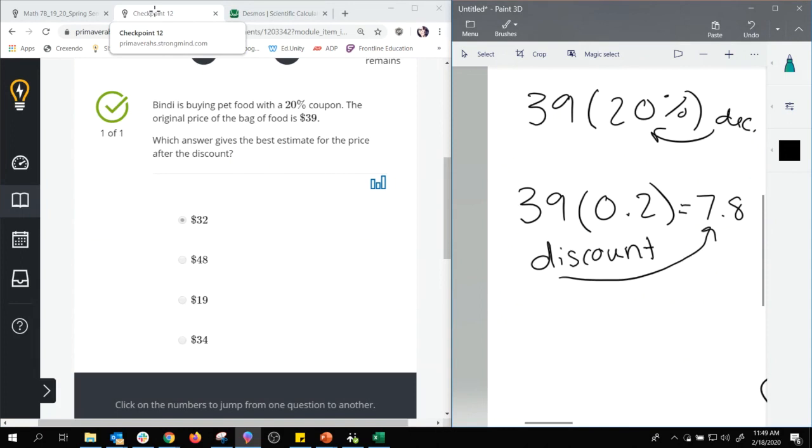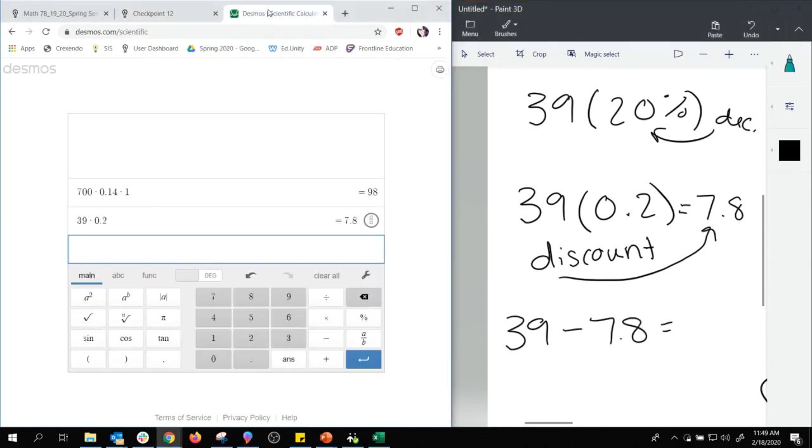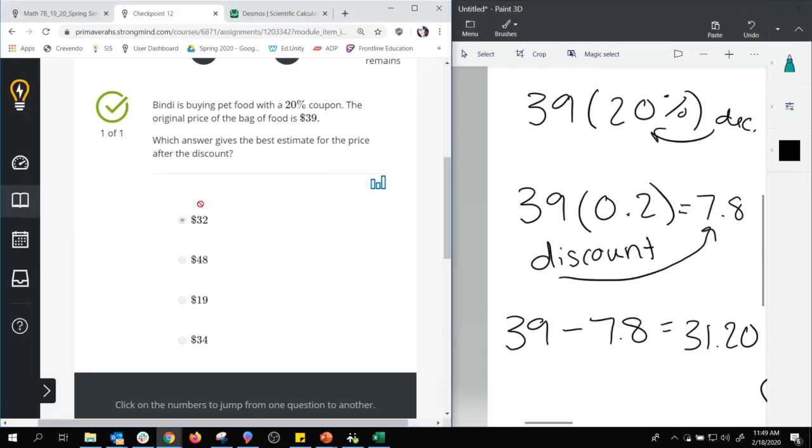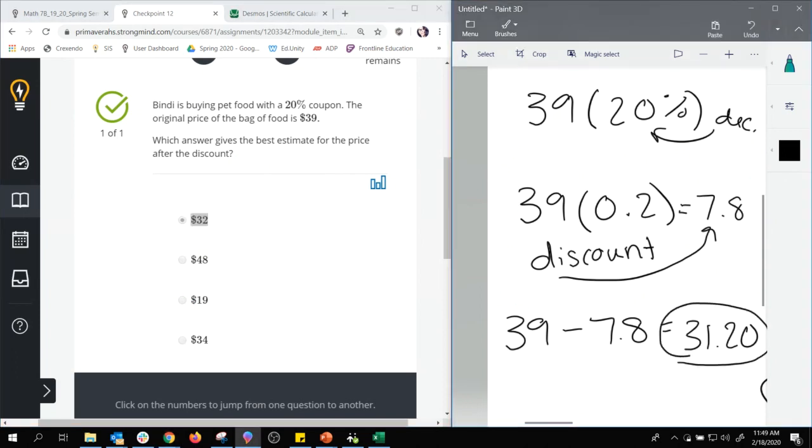To figure out how much I'm paying after, like Chelsea said, we need to subtract it. So I have 39 minus 7.8, which gives us $31.20. So if we were to estimate about how much we would pay after the discount, $32 would be the closest to this $31.20. So $32 would be the closest.